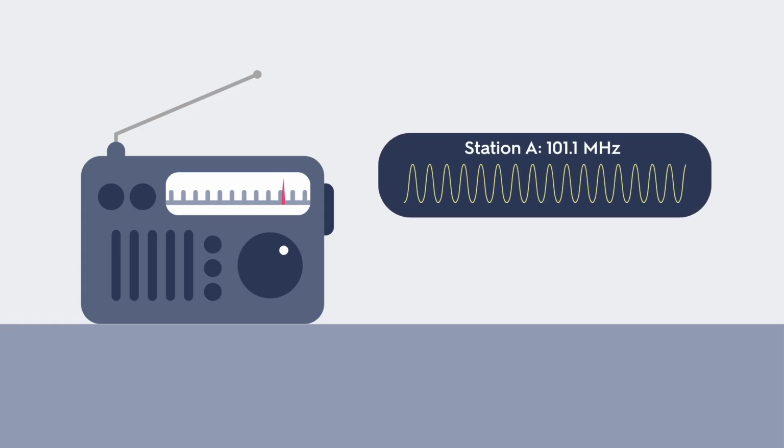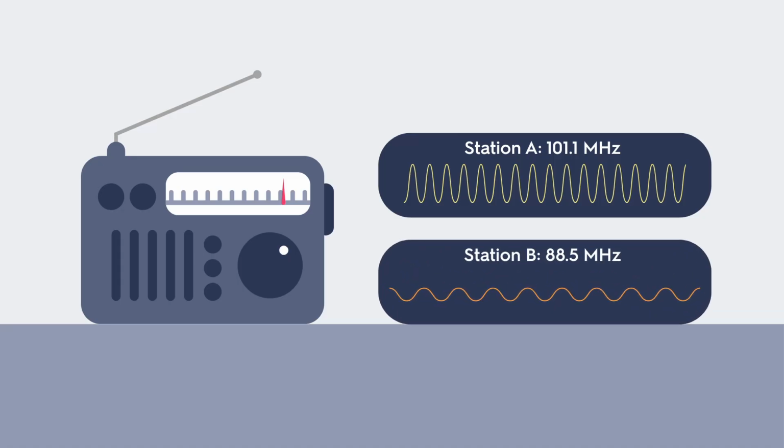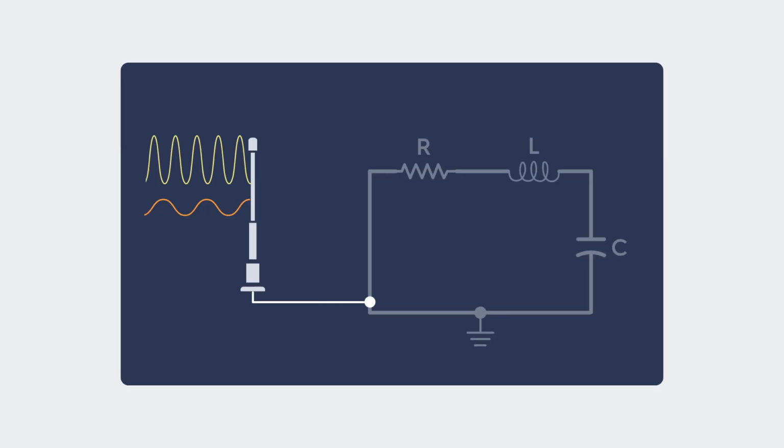Now, radio stations work by broadcasting at different carrier frequencies. For example, one station might broadcast at 101.1 MHz and another at 88.5 MHz. Your antenna doesn't choose. It picks up all nearby stations at once, so the electrical signal sent into the radio contains multiple frequencies mixed together.